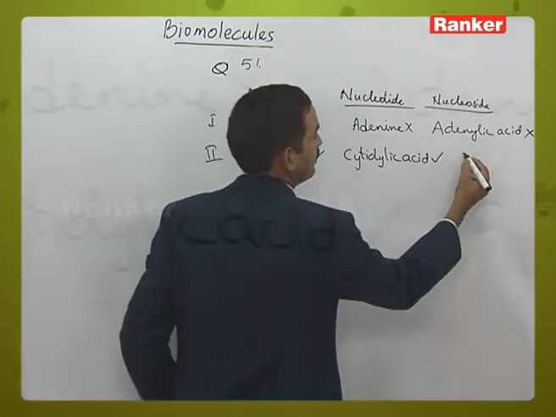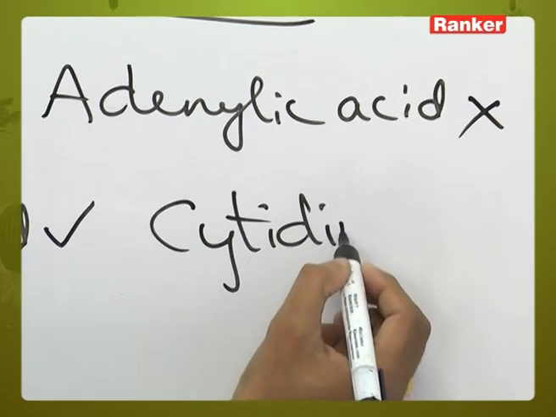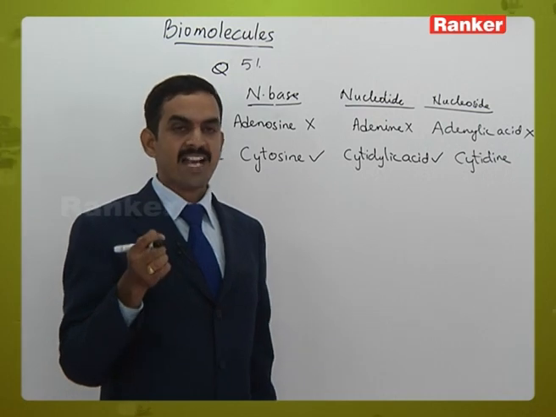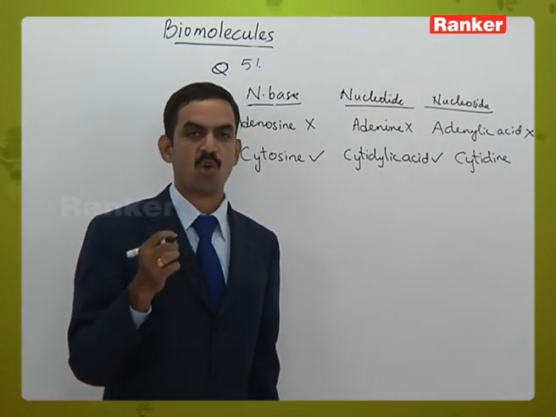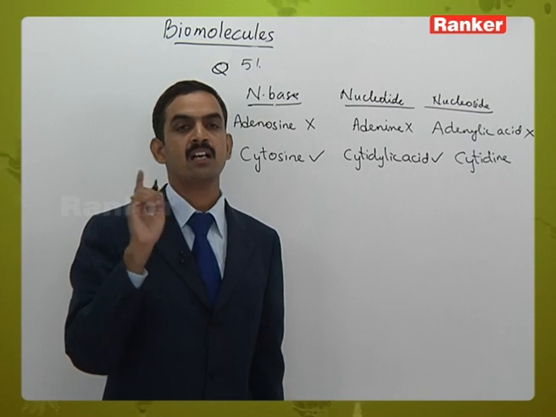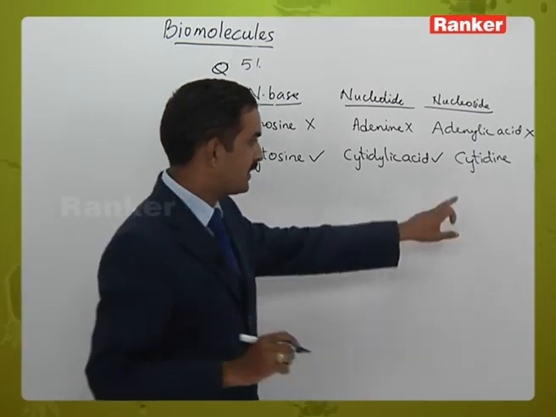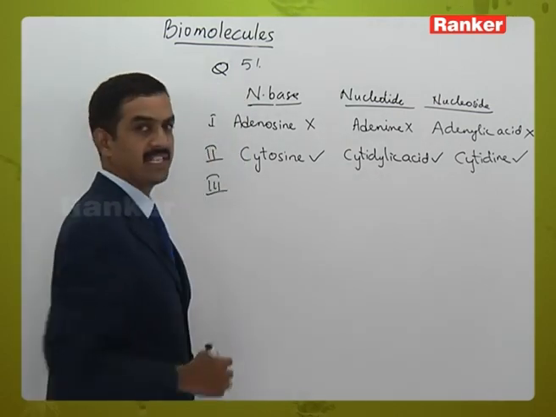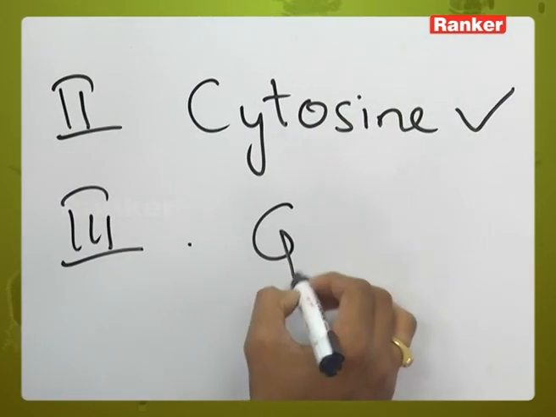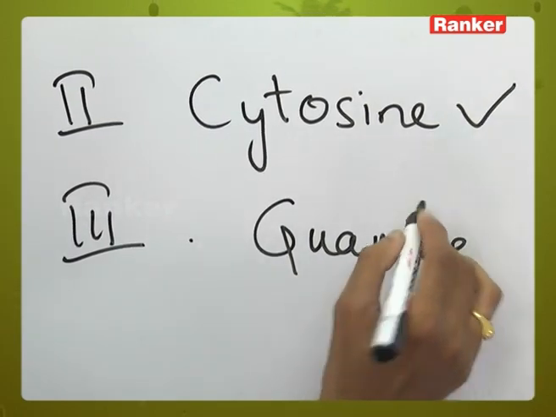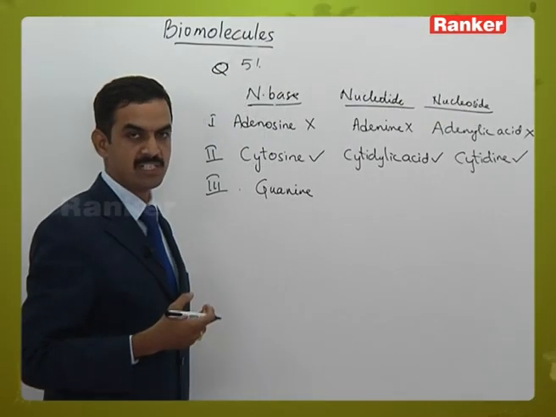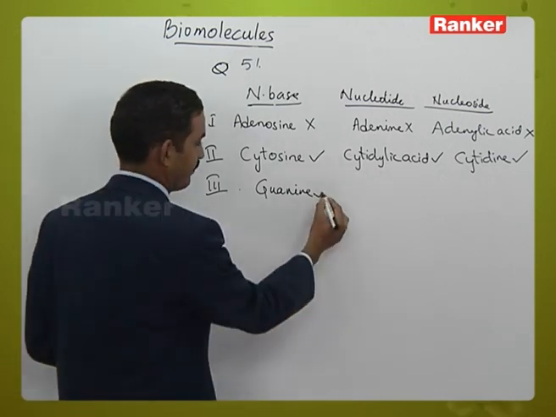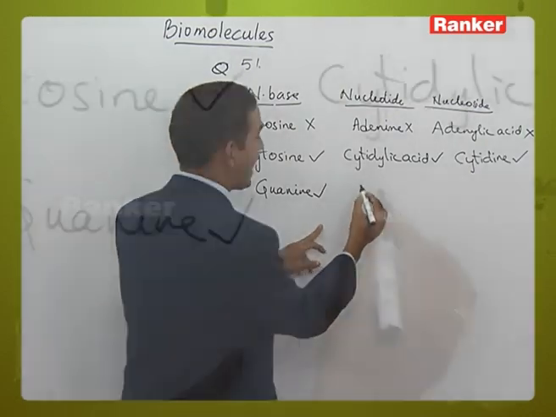Then cytidine has been given under nucleoside. Cytidine is a type of nucleoside which is formed by the combination of cytosine and pentose sugar. So, this is also correct. Then third one is guanine. Guanine is a type of nitrogen base which belongs to purine. So, that is correct. Second one that has been given is guanylic acid.